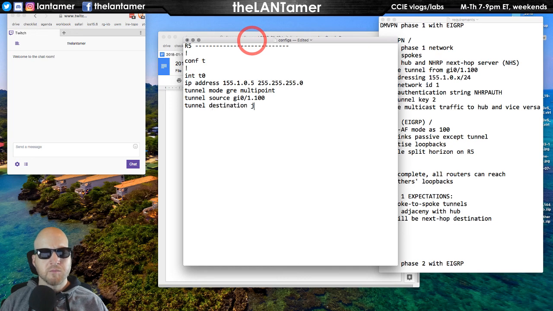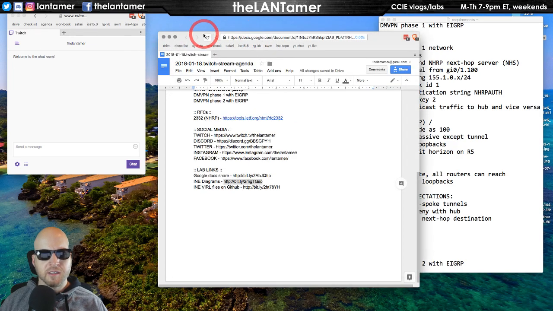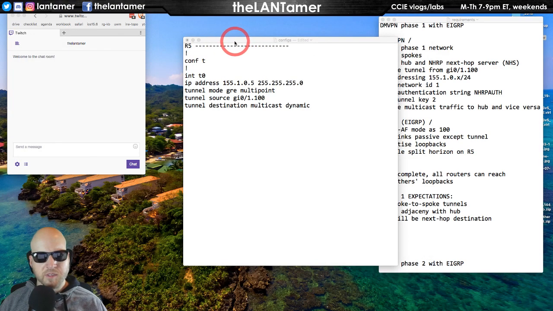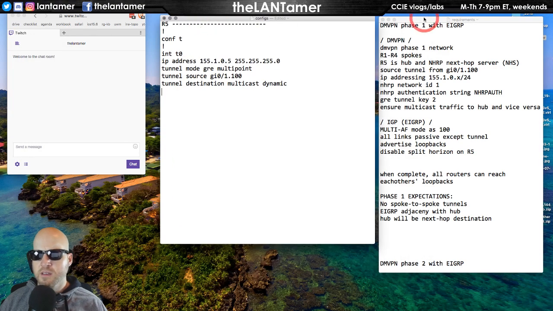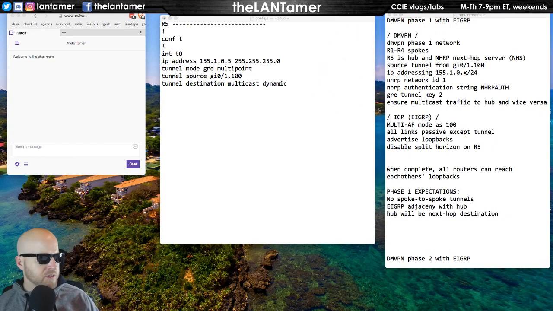Tunnel destination, multicast dynamic, IP NHRP map. Well, let's see. No. Well, I'm not going to get very far by memory, unfortunately, which is fine. So let's pull up this blog post.